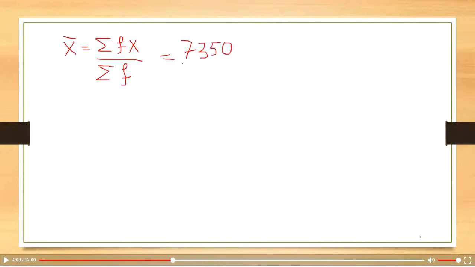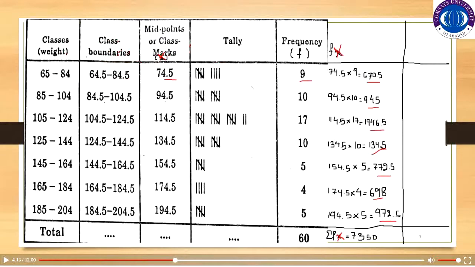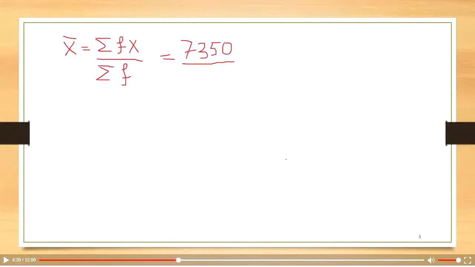We will write it as 7350 divided by summation f. What is summation f? Sum of frequency. The sum of frequency is 60. This divided by 60, which is equal to 122.5. So, this is the mean of the given data set, arithmetic mean of the given data set.